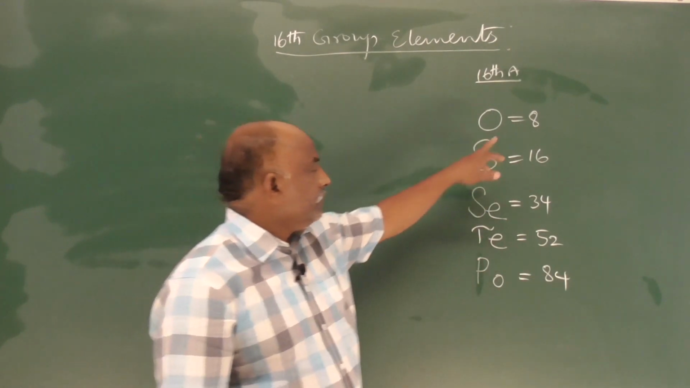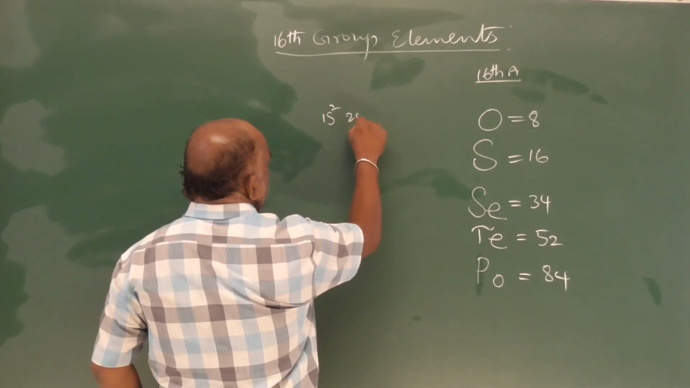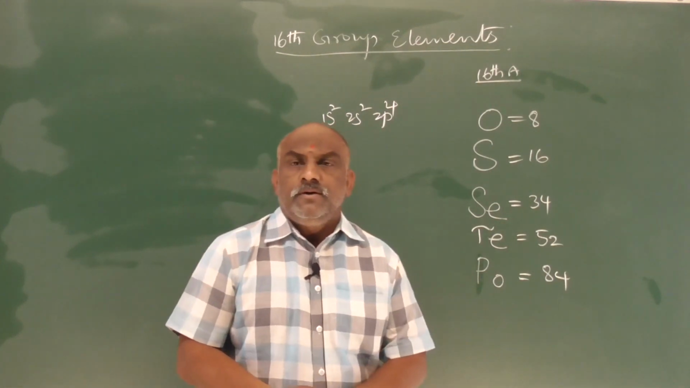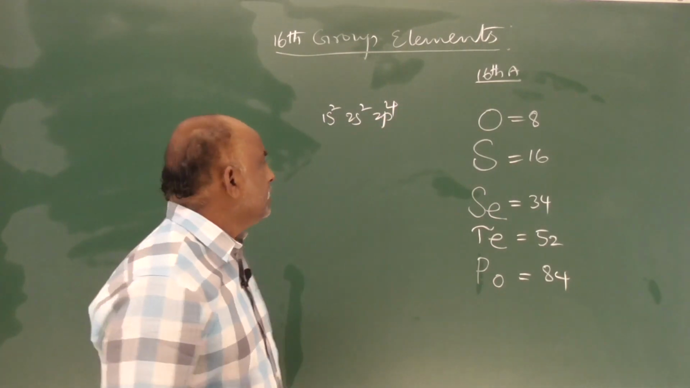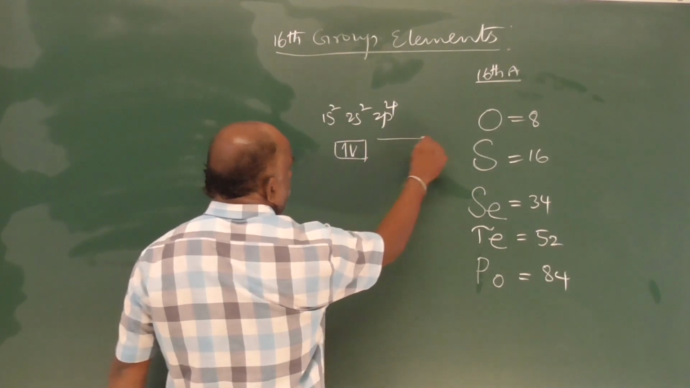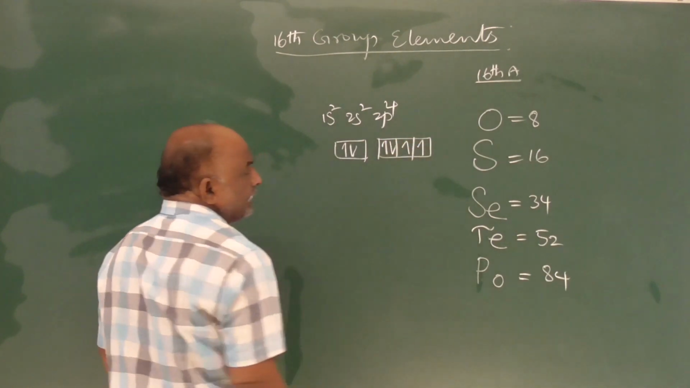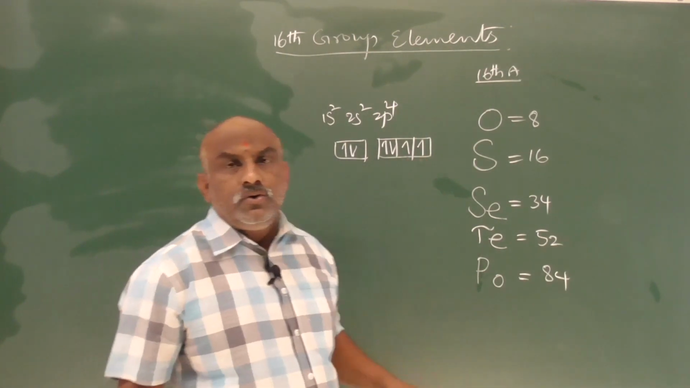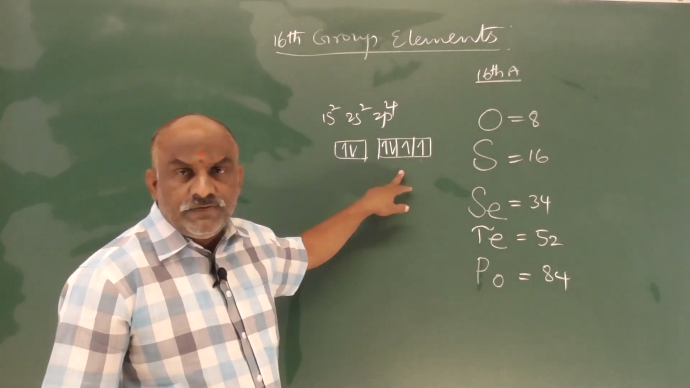So here, the electronic configuration of oxygen, we know, is 1s2, 2s2, 2p4. According to Hund's rule, in 2p4 the fourth electron pairs with 2px, so two unpaired electrons are there. Two unpaired electrons are present in the outermost shell, so it is ready to form how many bonds? 2 bonds. This electronic configuration is called the ground state electronic configuration.